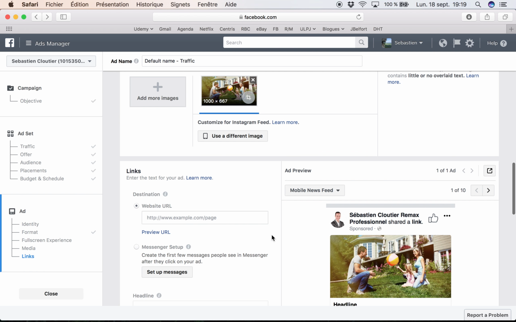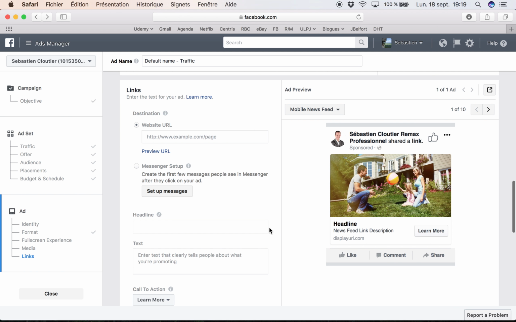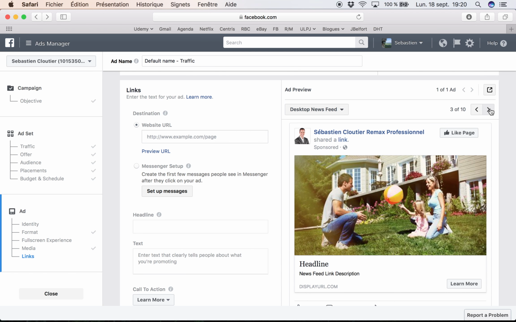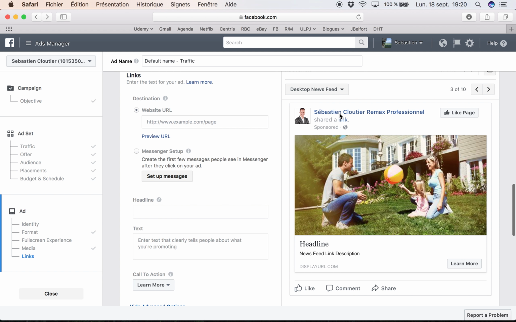All right, so just after that, one thing that is good too is that on my ad, this is mobile newsfeed. I'm just going to switch to desktop newsfeed because it gives me a better understanding of my ad and what it looks like. You see, you have my face, you have my full name, and what I actually do, Remax, right there. I found that this is important too.